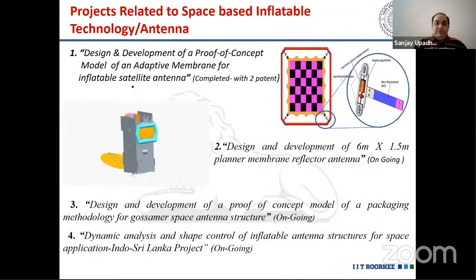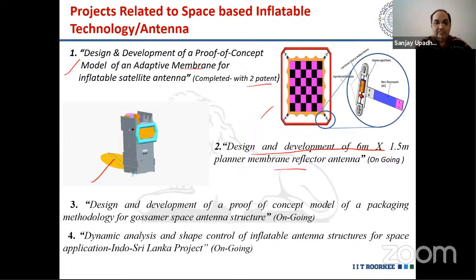I will just brief presently, as my area is smart materials and structures as well as vibrations, bearing dynamics. I have a total of 6 to 7 projects. Out of these, 4 projects are related to space antenna, inflatable technology. The first project was successfully completed. At that time, Mathur sir was the focal person: design and development of a proof of concept model of adaptive membrane inflatable satellite antenna, completed with 2 patents. One project is going on: design and development of a 6 meter and 1.5 planar membrane reflector.